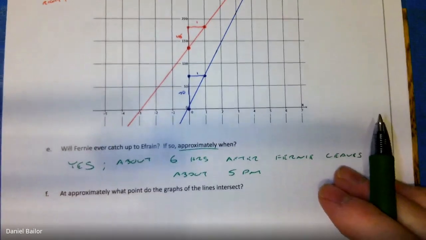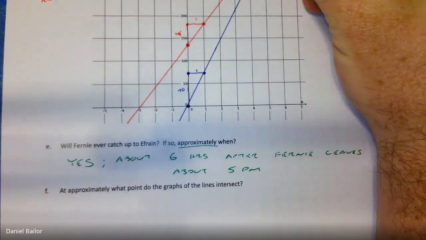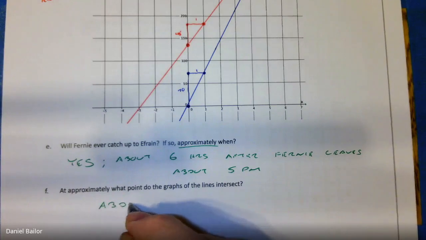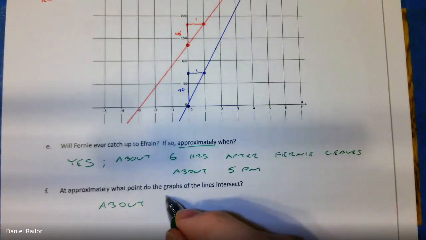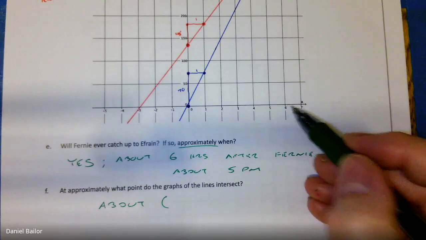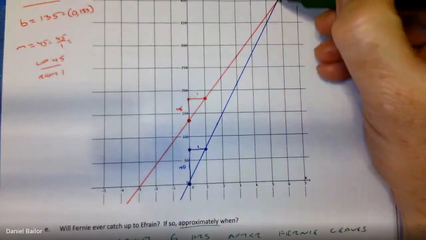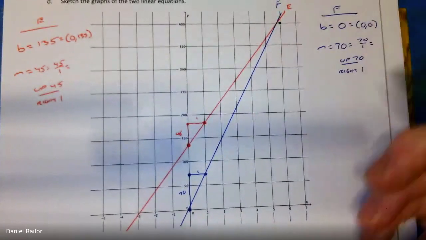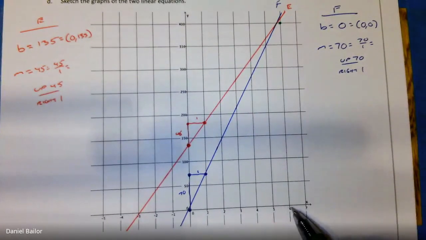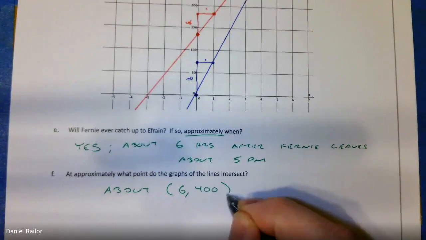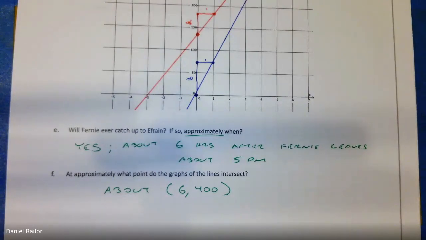And at approximately what point do they meet? I'm going to say that is going to be the point. The coordinates are about 6 on the x, and it looks like about 400 on the y. So I'm going to say they meet at 6, 400 about. That's about where the lines cross.